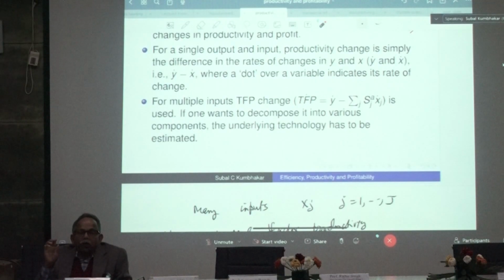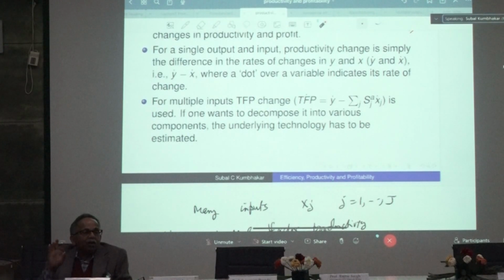We want to know how much of the TFP growth or TFP change is coming from different sources. So we want to decompose TFP, or change in TFP, into different sources. What we mean by sources, you will see in a minute. We are not only interested in finding out what it is, but what the sources are.